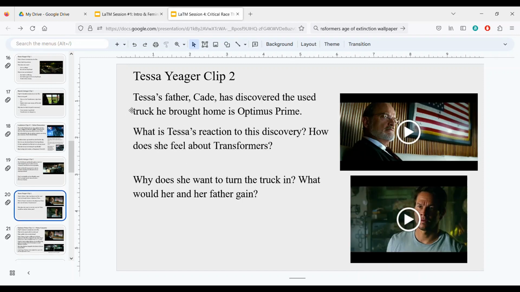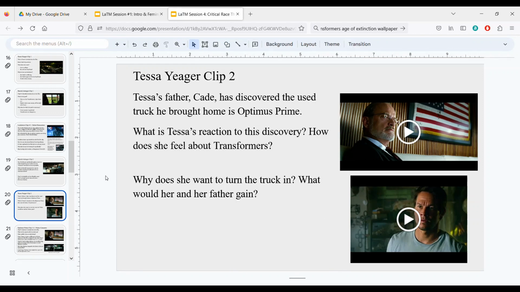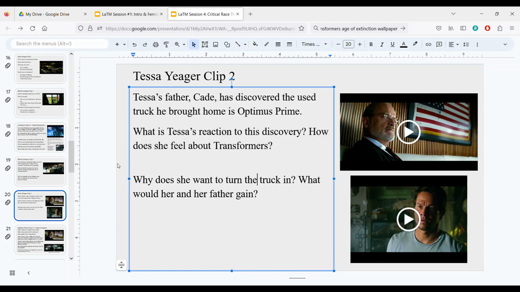And then another Tessa clip. Tessa's father, Cade, has discovered the used truck he brought home is Optimus Prime. What is Tessa's reaction to this discovery? How does she feel about Transformers? Why does she want to turn the truck in? What would her and her father gain? The money. Get some money. She really doesn't seem to care, or just doesn't seem aware that this is a living thing. She's also scared initially, like, you've got to get that thing out of here.